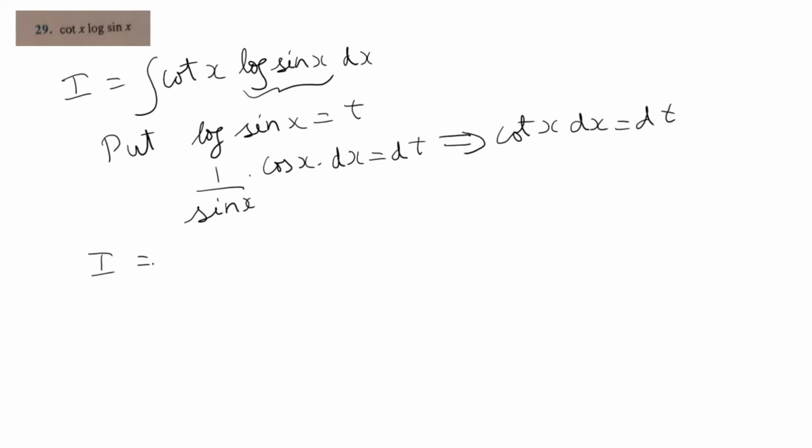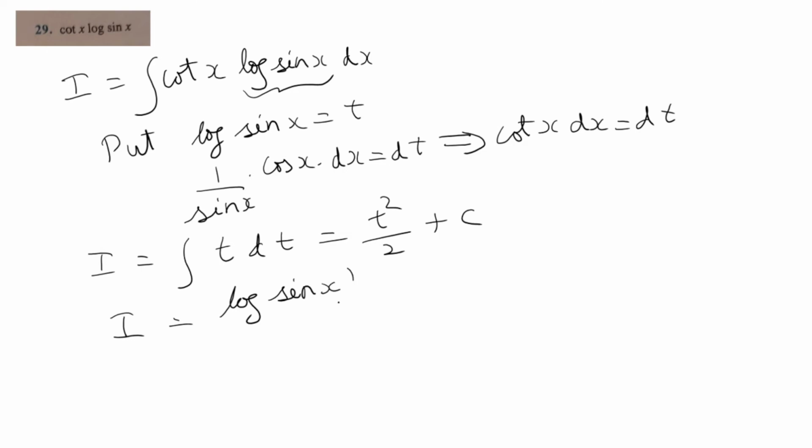So I is equal to integral log sin x, which we have taken as t, and cot x dx is dt. So this is equal to t square by 2 plus c. We can substitute t now. T is equal to log sin x, so it is log sin x the whole square divided by 2 plus c.